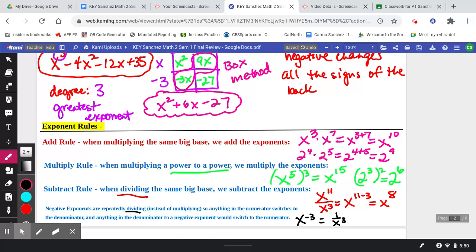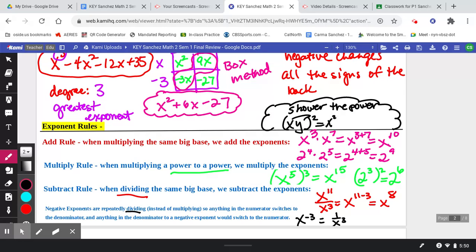Now, last comment here as just a little hint. I called this showering the power. If you have two things inside parentheses and it's squared, everything gets that power. It becomes x squared and y squared. And likewise, if you have something over something else, a fraction squared, everything gets that power. So we called that showering the power. It goes to all the parts if you're multiplying or if you're dividing. And the same thing happens with square roots.